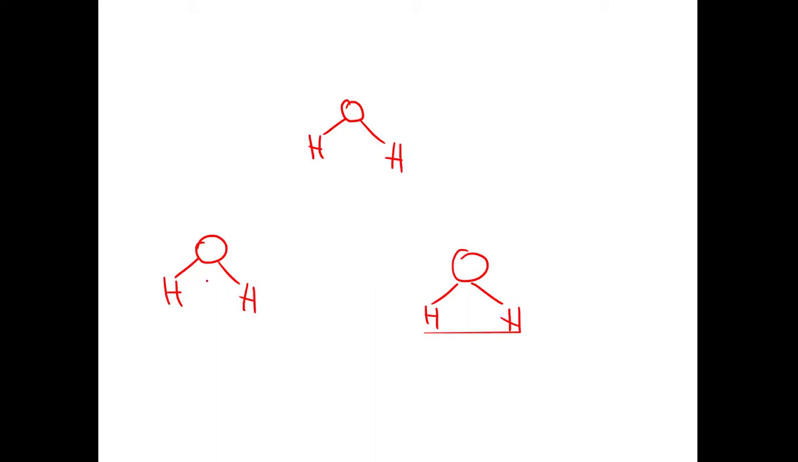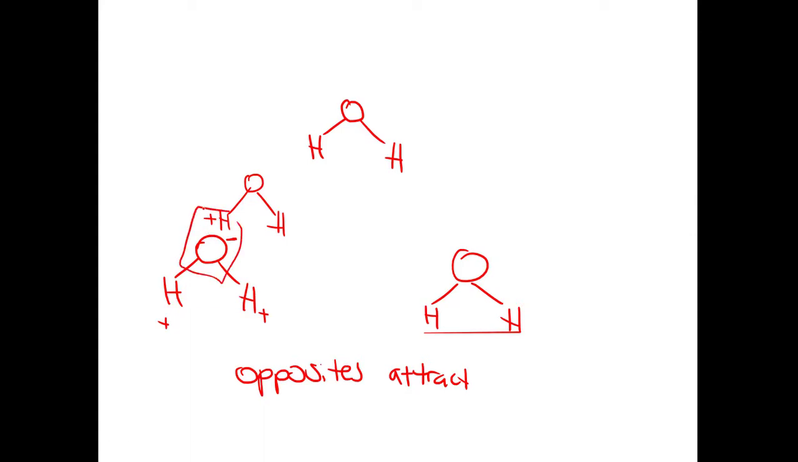So what you end up with when you have water is a whole bunch of these water molecules, oxygens bound to hydrogens. But what happens because this oxygen has a slightly negative charge and these hydrogens are slightly positive? You always have to remember opposites attract. So what you end up with is another water molecule over here, and the hydrogen, which is slightly positive, is attracted to this slightly negative oxygen. And you're going to see that all over the water.